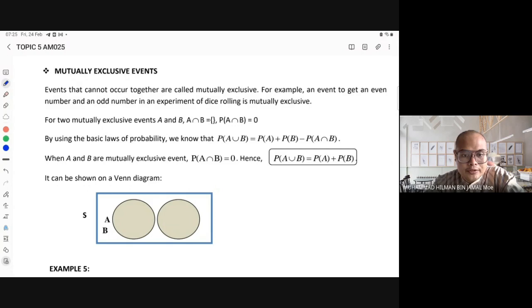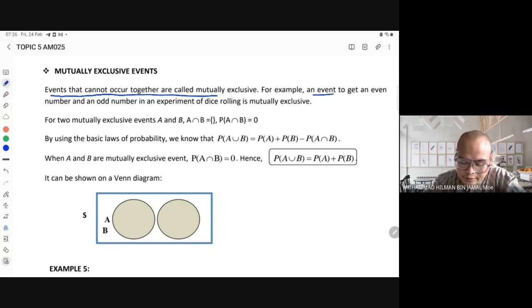Okay, so now, what is a mutually exclusive event? So mutually exclusive event ni adalah events that cannot occur together are called mutually exclusive. Okay, so yang ni kita basically adalah event yang dia takkan berlaku secara serentak. Okay, so for example an event to get an even number and odd number in experiment of dice rolling is mutually exclusive. So ini adalah contoh event yang mutually exclusive lah.